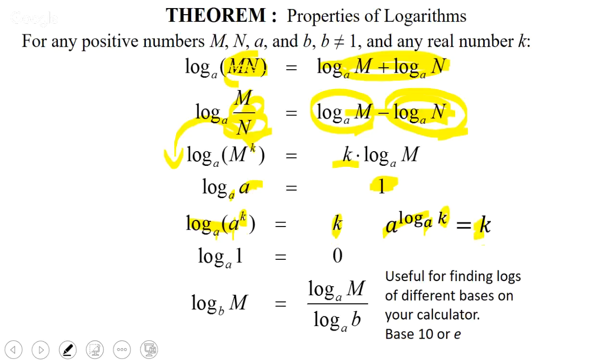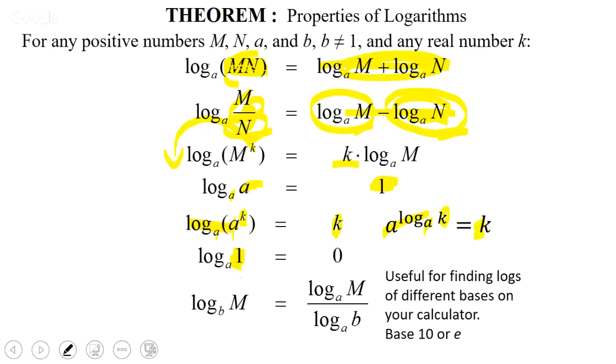And then here, so what exponent would you have to have for a? If you had an exponent of 0, what would it have to be? So 1. So log of any base of 1 is 0 because anything to the 0 power is 1.